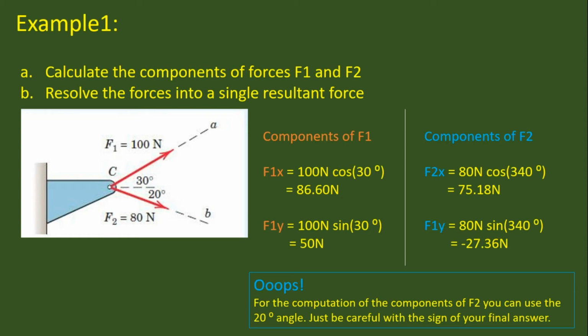So kung 20 degrees yung gagamitin natin, lalagyan na lang natin ng negative, kasi positive yung magiging lalabas nun kung 20 degrees yung ginamit natin. So kaya 340 degrees na yung ginamit ko, para automatic, meron na siyang negative sa result. So bakit ba kailangan natin yung negative na yan?